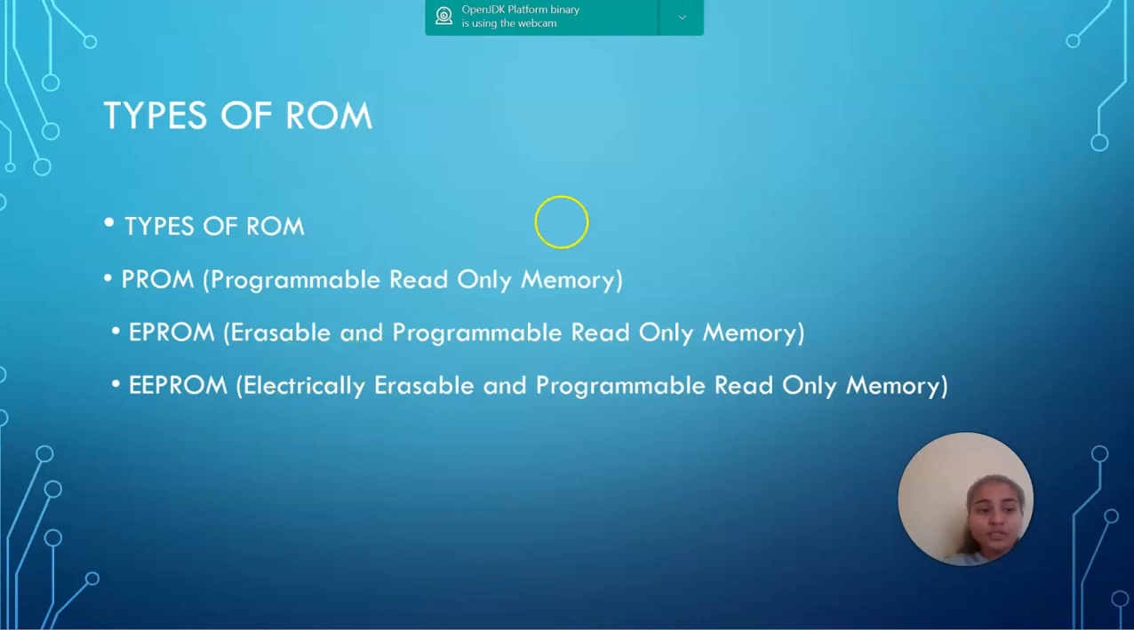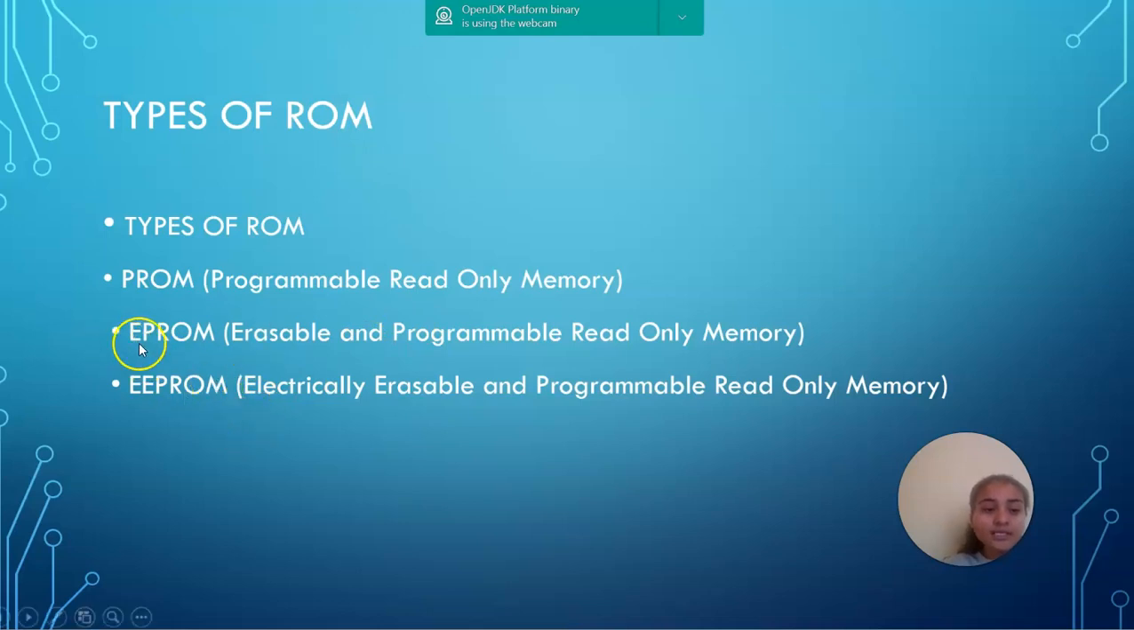Types of ROM. The types of ROM are PROM, EPROM, and EEPROM. PROM means programmable read-only memory. Programmable read-only memory means it is a memory in which data can be written only once. The variants of PROM chips are burnt in at manufacture time.